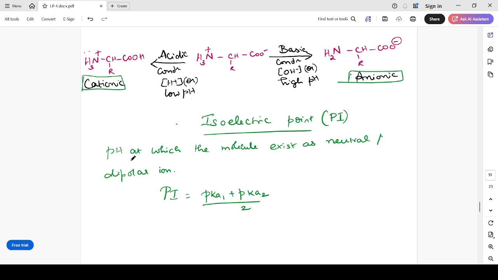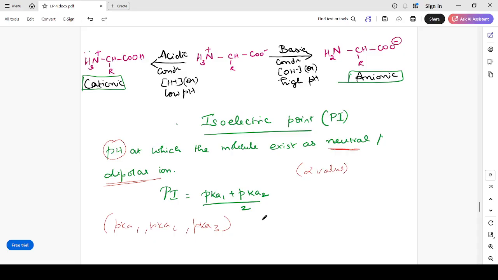So the pH at which the molecule is existing as neutral species or dipolar ion is called as isoelectric point. Usually, they provide you two pKa values. Just have the average of it. That is the isoelectric point of that amino acid. In case they have provided pKa1, pKa2, pKa3, three are provided. In that case, which pKas should I use?